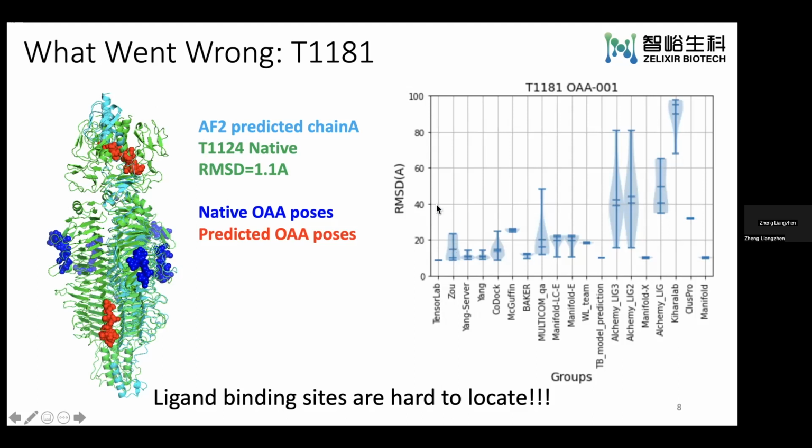We also checked all other groups. We find that more or less, it is hard to find the specific binding area among the 3 monomers, I mean the trimer structures. So in this case, we think the ligand binding sites sometimes could be hard to locate, especially when no template information could be found.